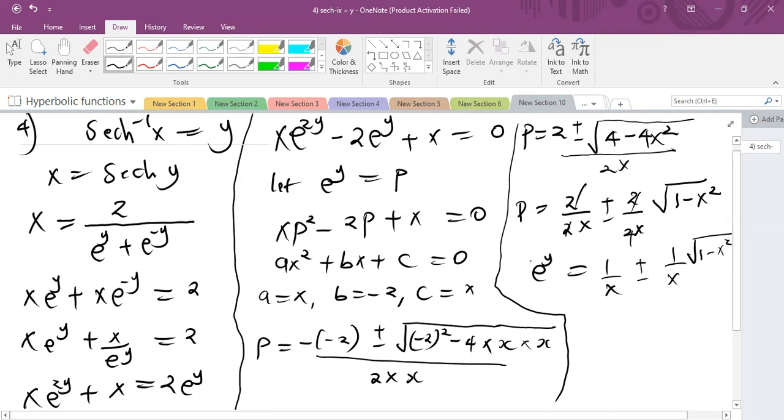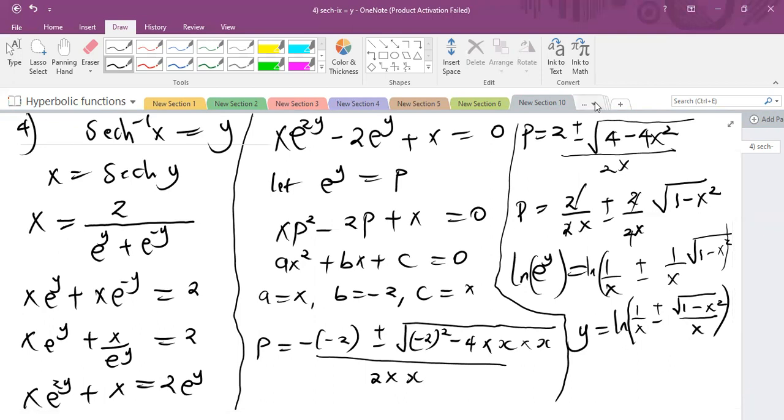Introduce logs to both sides of the equation. Introducing logs to both sides, this side will simplify to just y, because ln e is 1, and on this other side we have ln of 1 over x plus or minus the square root of 1 minus x squared over x. And that is the log form of sec hyperbolic inverse of x.